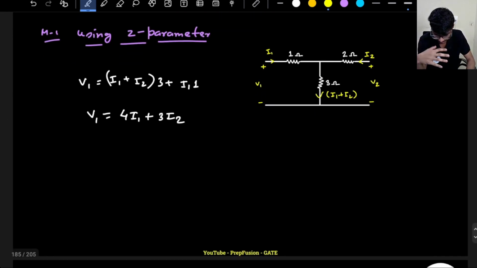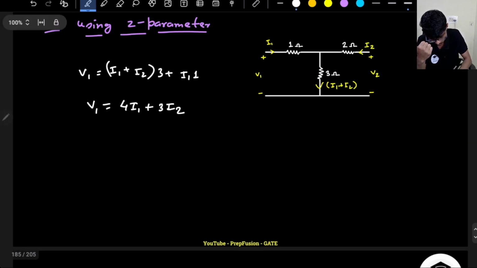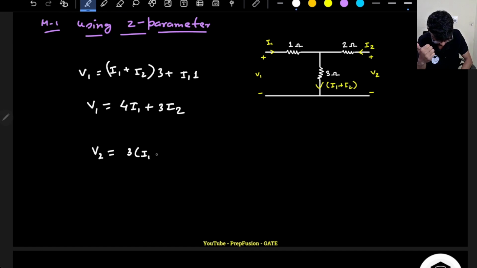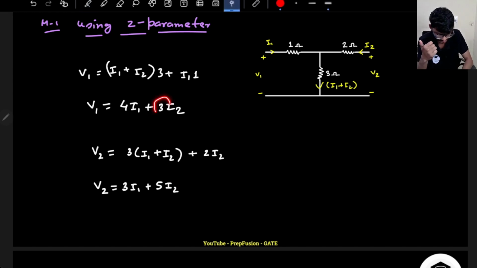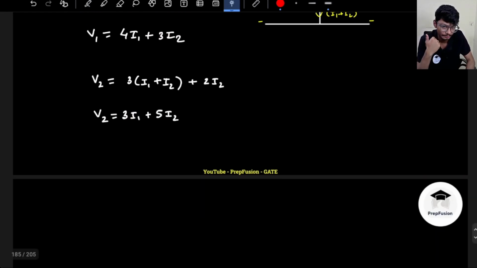So yeah, this is my V1 basically, and what about V2? So V2 will be equal to 3 into I1 plus I2 plus 2I2. So V2 will be equal to 3I1 plus 5I2. So these are my Z parameters, where I check that of course my Z12 equals Z21, so hence it is a reciprocal network. So whatever I have calculated is correct. There is nothing wrong. So I need to find out the ABCD parameters of this network.